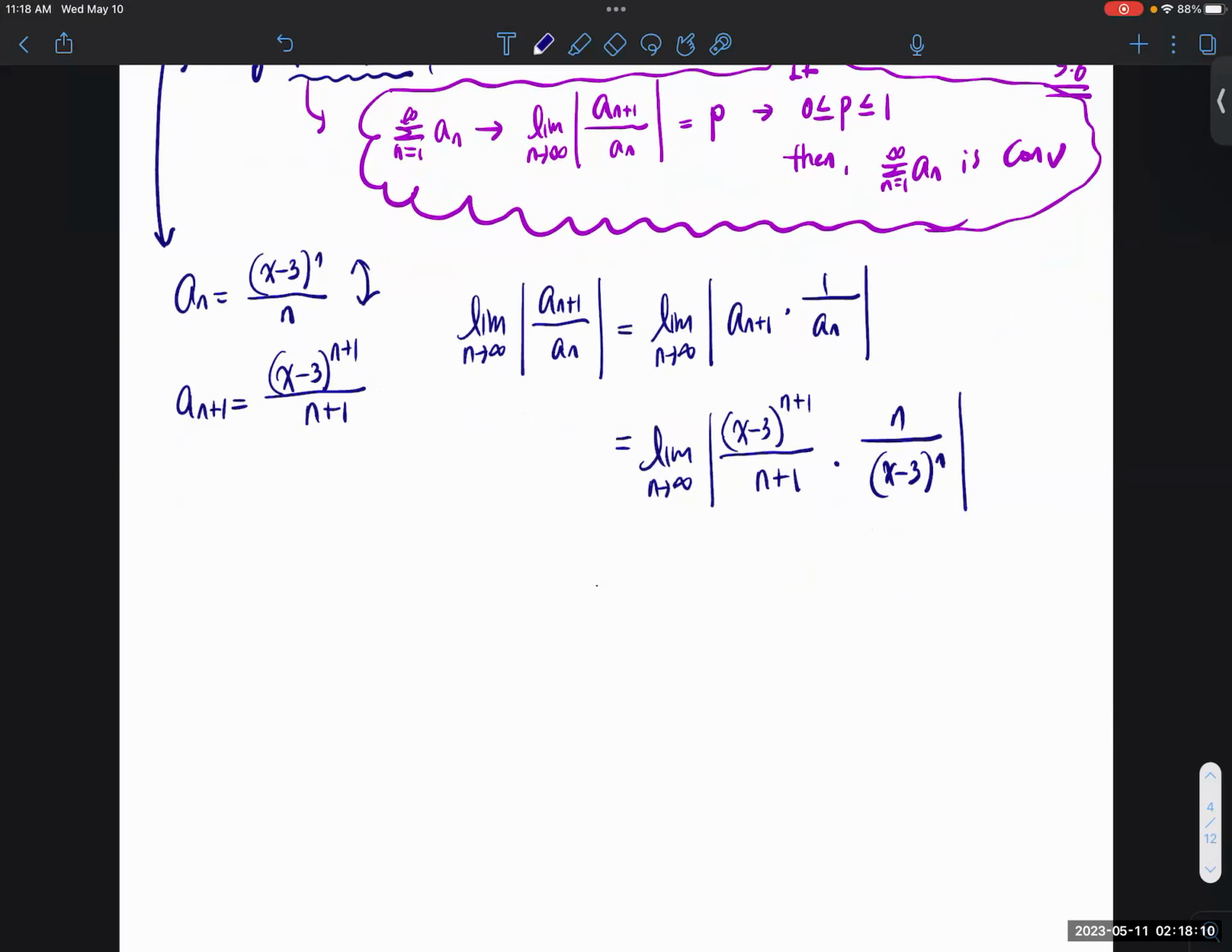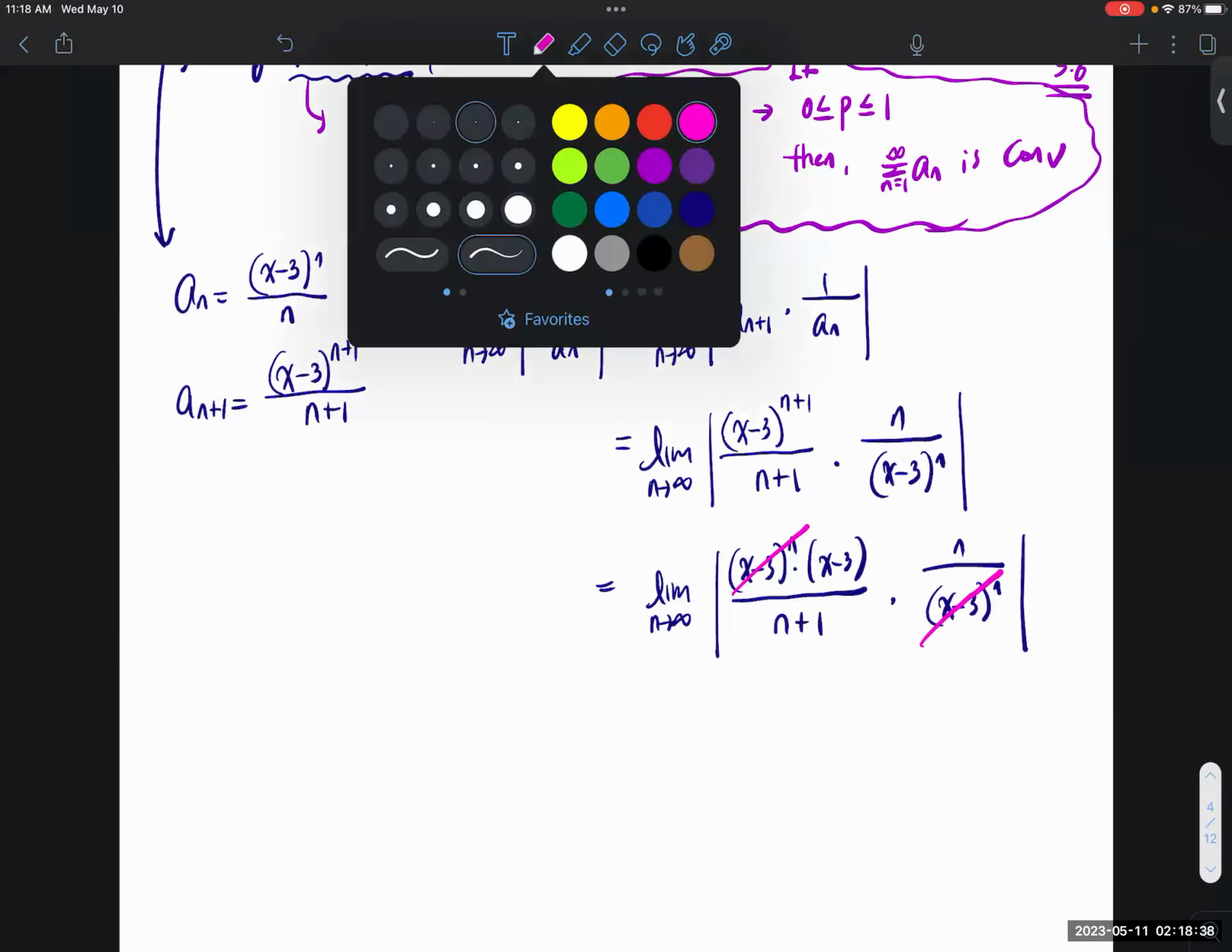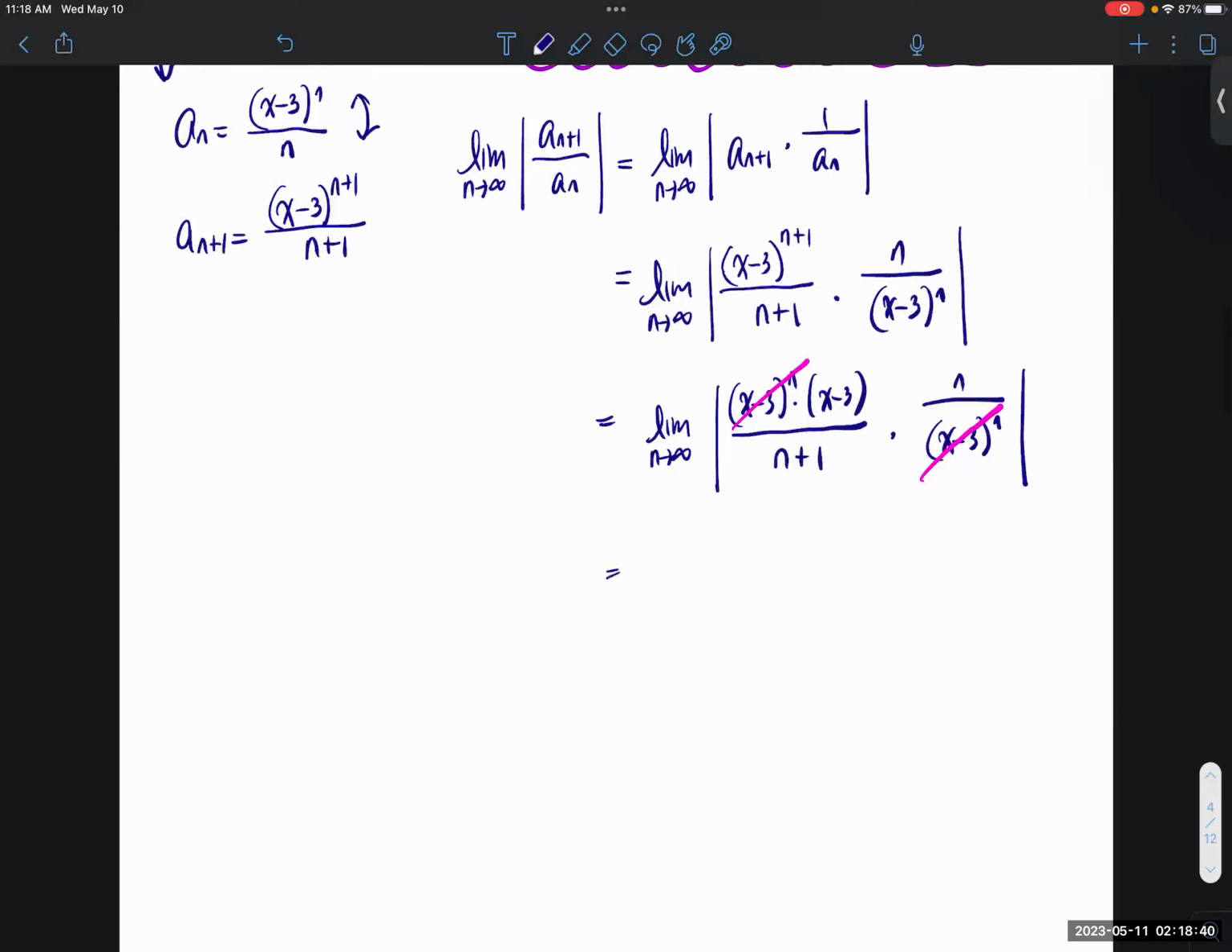Okay, keep going. Limit. I can separate it: x minus 3 to the n times x minus 3. Are you okay with that? Because that's n plus 1. And then we have it divided by n plus 1, times n over x minus 3 to the n. So I see the cancellation. x minus 3 to the n cancels. And then let's write down the rest of the information.